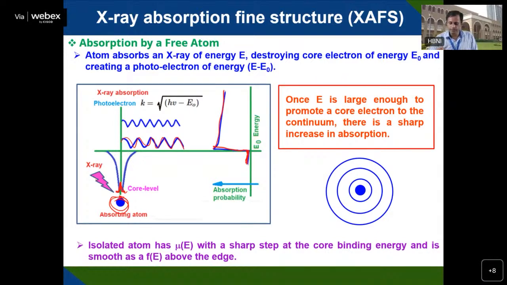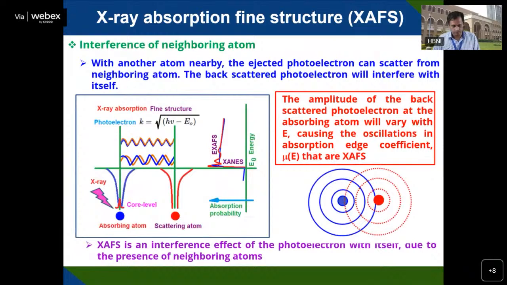So here, once E is large enough to promote a core electron to the continuum, there is a sharp increase. This is a sharp increase. Here, once the electron of the particular nucleus goes out, you will see there is a sharp absorption change. So for an isolated atom, mu E has a sharp spectrum at the core binding energy and is smooth after that. You can see here the smooth curve. If you plot the absorption probability mu E versus E, you will get this type of spectrum in absorption spectroscopy.